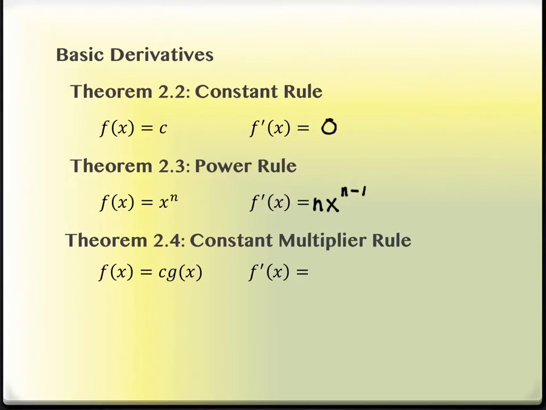The constant multiplier rule is very much like when we did limits. It's what you would expect to happen. When you have c times a function, and you take the derivative, you end up with c times the derivative of the function. So constant multipliers just come along for the ride. Okay, constants that are added, number 1, become 0. Constants that are multiplied stay. They don't become 0.